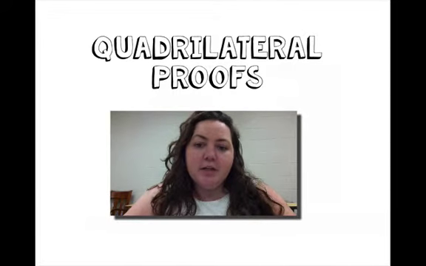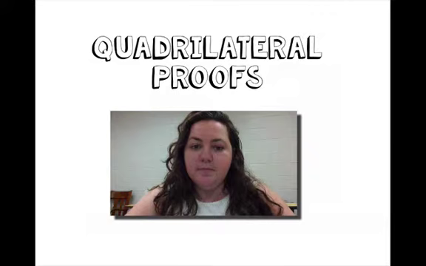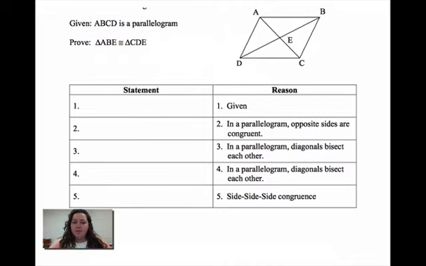Okay, in this video we're going to talk about quadrilateral proofs, so figures with four sides. Alright, our first one is given ABCD is a parallelogram, prove that triangle ABE is congruent to triangle CDE. Alright, so the first thing I'm going to put is my given. So ABCD is a parallelogram.